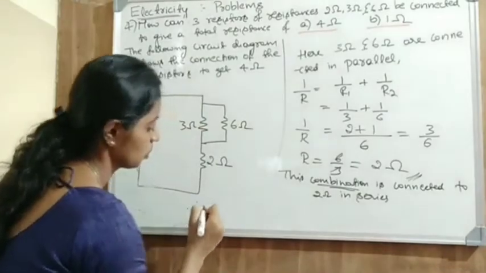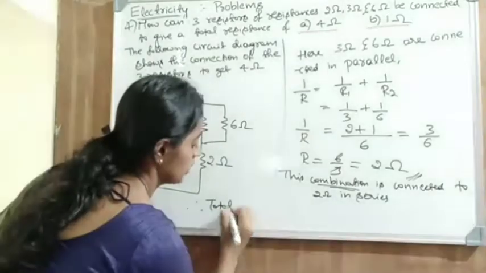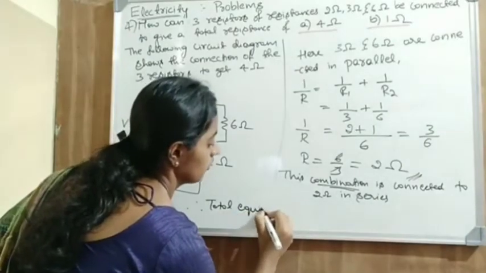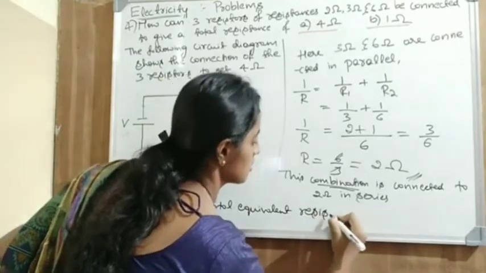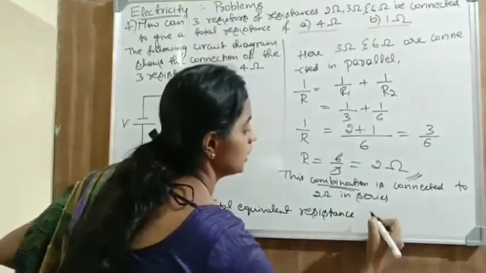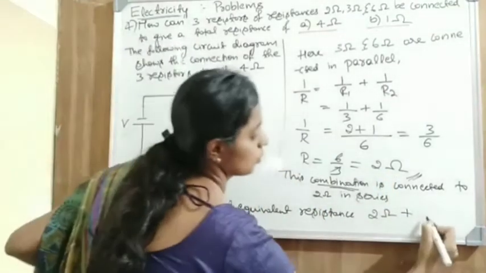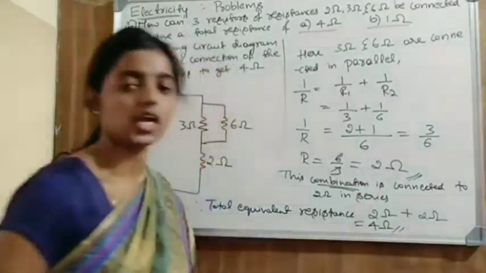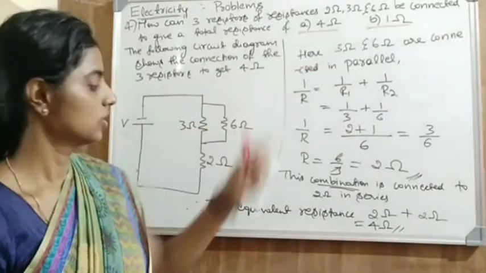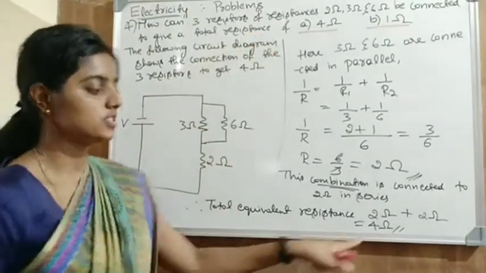Therefore, total equivalent resistance will be 2 ohm plus 2 ohm. How much will we get? 4 ohm. What is our expected answer? 4 ohm. Now conclude the statement. Hence, the total resistance of the circuit is 4 ohm.